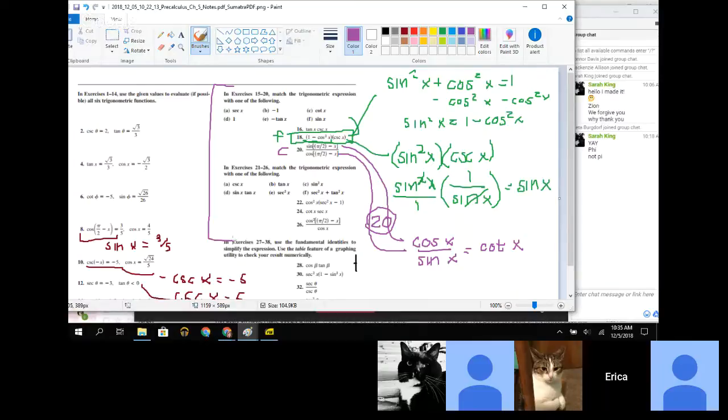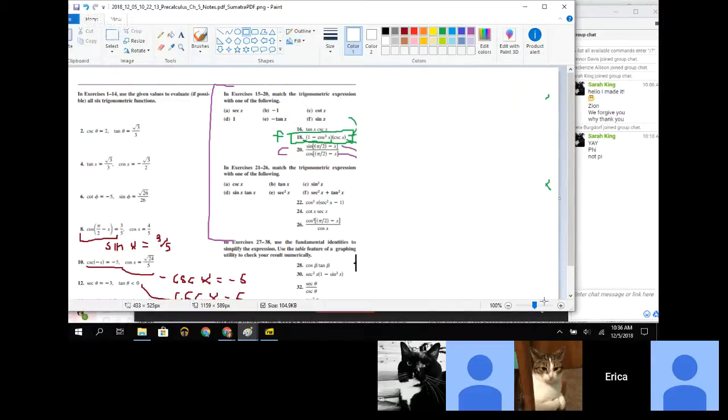Why don't you guys try number 26 and tell me what letter you think that matches up to. So try number 26, which is the cosine squared of pi over 2 minus x, over the cosine of x. There we go. So try number 26 and I'll start writing it on here.